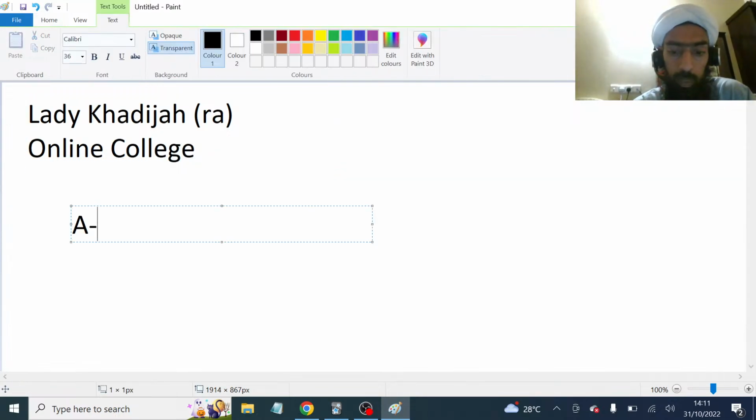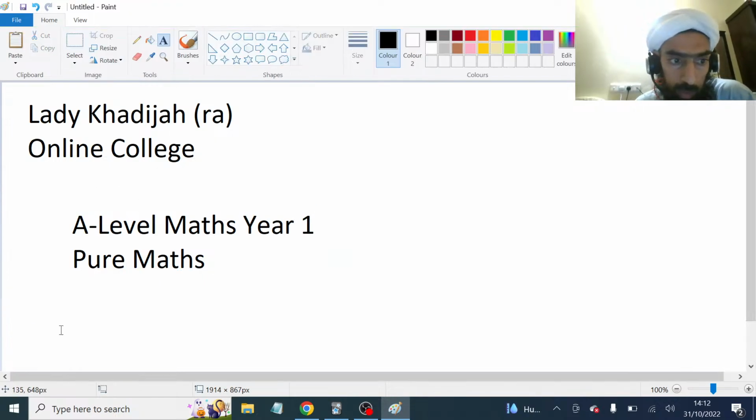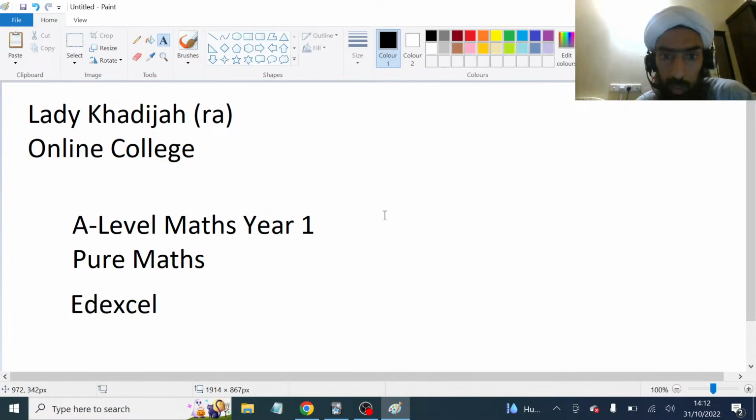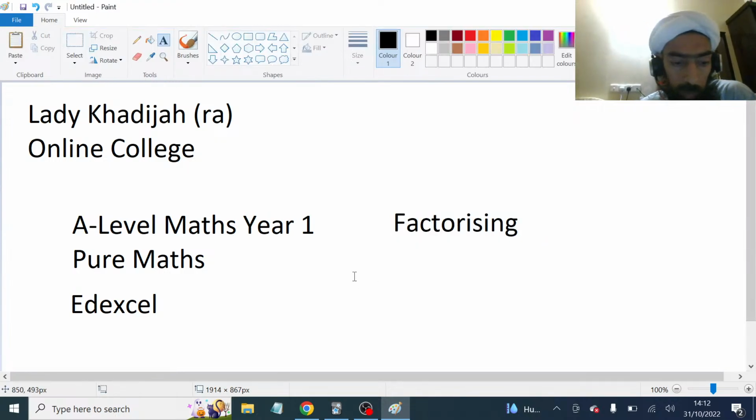This is A-level maths, year 1, pure maths, and we are looking at the Edexcel International and Edexcel UK syllabus. We are looking at factorizing cubics today. So a cubic is where we have a power of 3. So let's take a look.